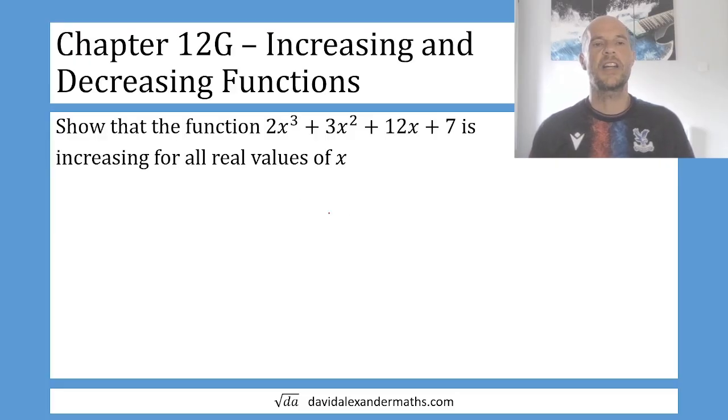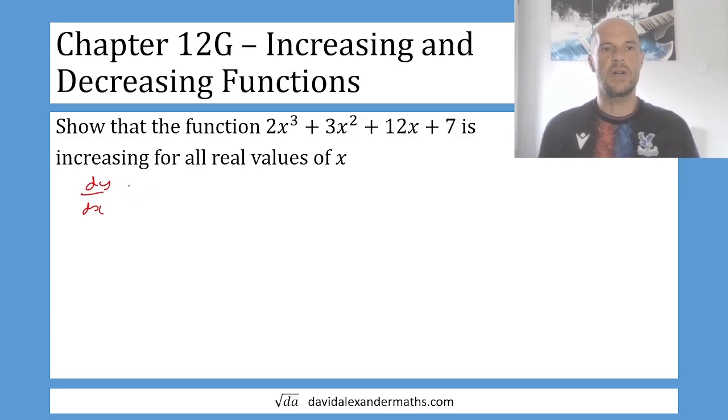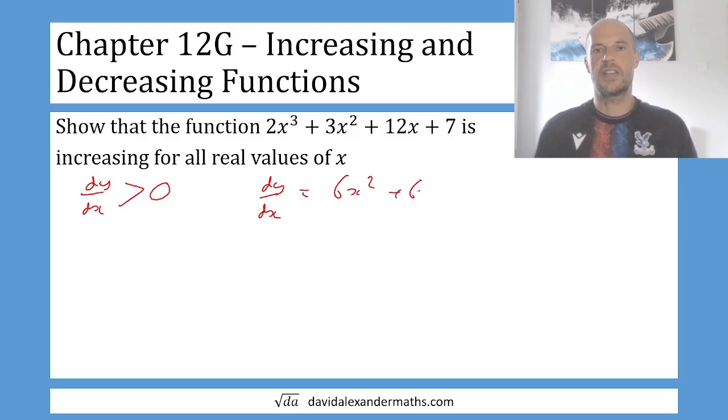Okay, so in this final example, we're trying to prove that a function is always increasing. So if it's always increasing, then that means that dy by dx is always greater than 0. So what is our dy by dx? So dy by dx is going to be 6x squared plus 6x plus 12. So I need to show that this is never negative, that is always positive.